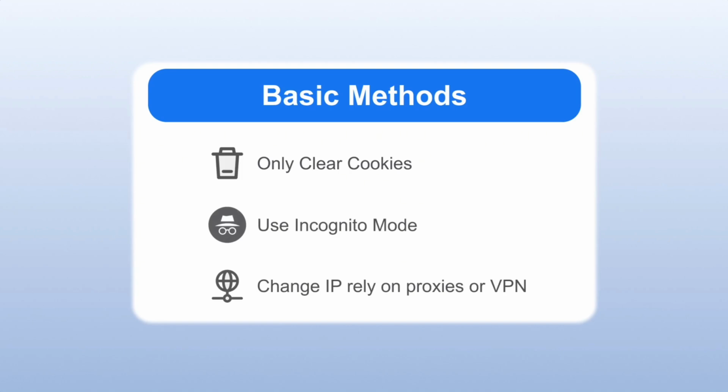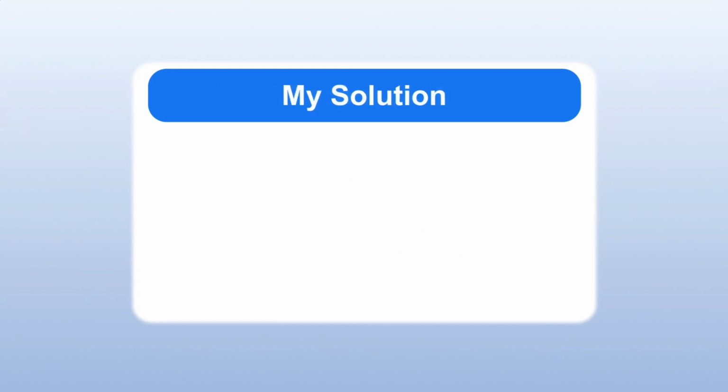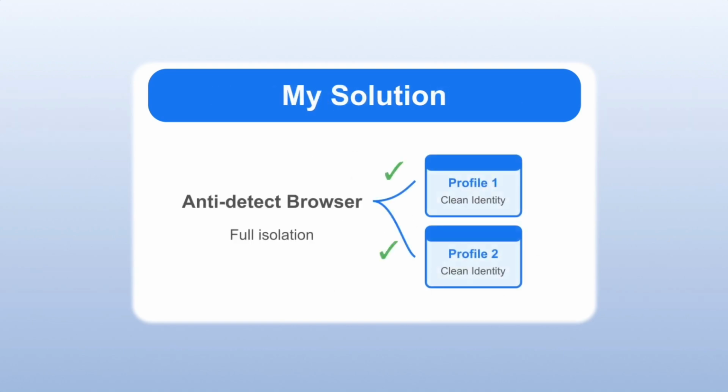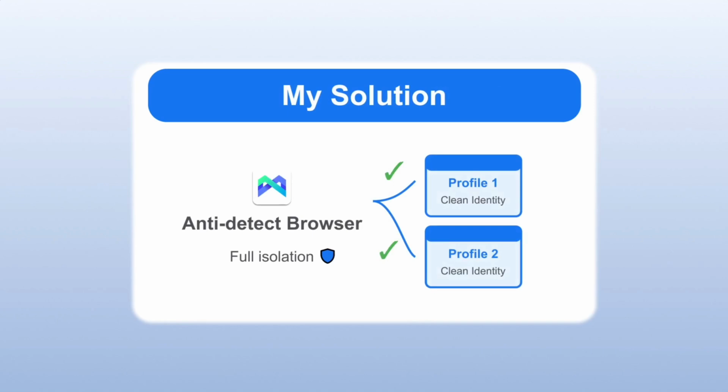So how to stay different? Most serious media buyers and affiliate marketers don't just rely on proxies or VPNs. They use anti-detect browsers to create fully isolated environments. Personally, after trying quite a few options, I go back to using MoreLogin. It's the one anti-detect browser that's consistently stable, secure, and easy to operate at scale.